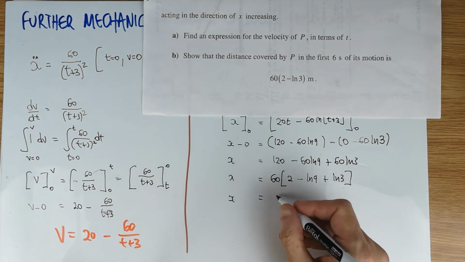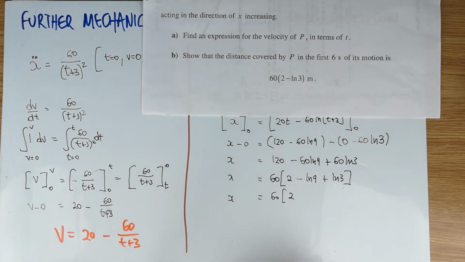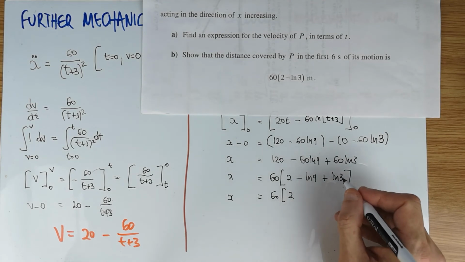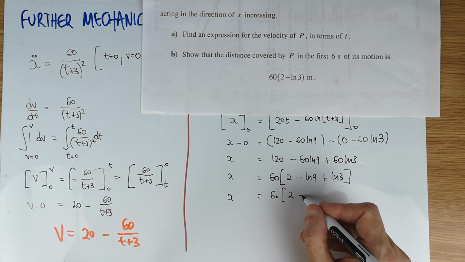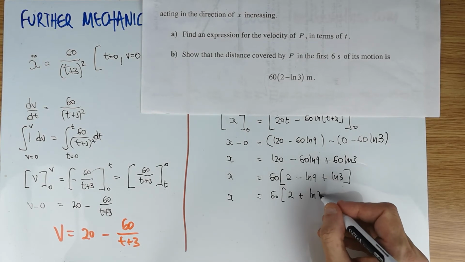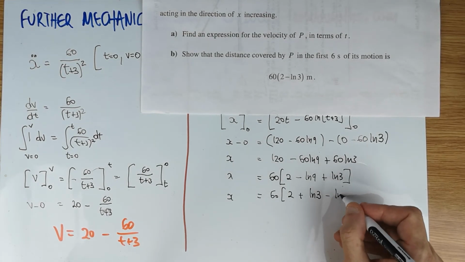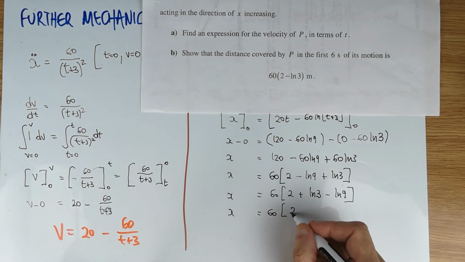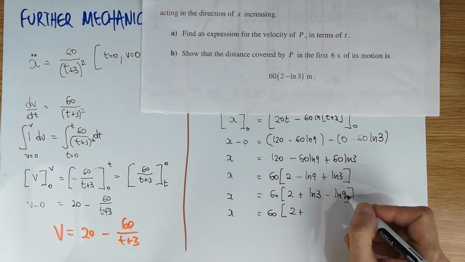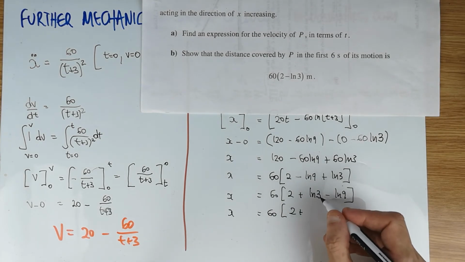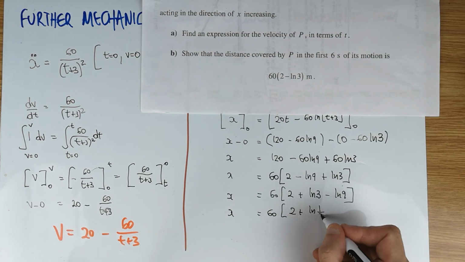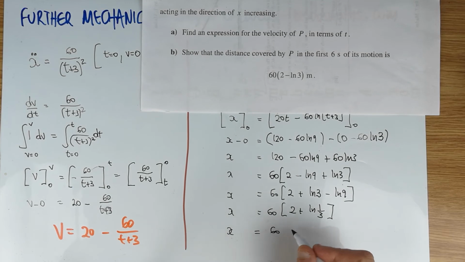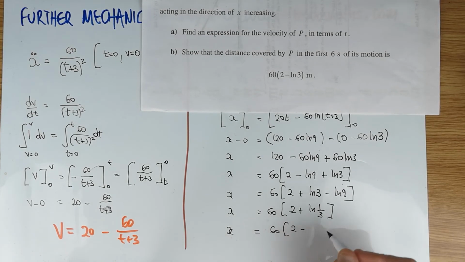So x is equal to 60, bracket. These two logs now, I'm going to write it as plus the log of 3 minus the log of 9, so you can actually follow what I'm doing. x is equal to 60, 2 plus the log of 3 minus the log of 9, which is the log of 3 over 9, which is the log of a third. And of course, the log of a third, if you flip its argument, you will get the log of 3, but with a minus coming to the front.